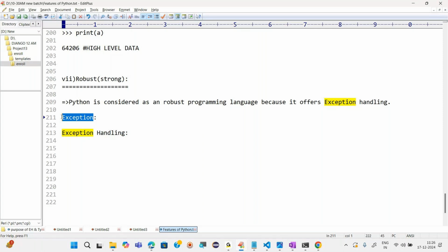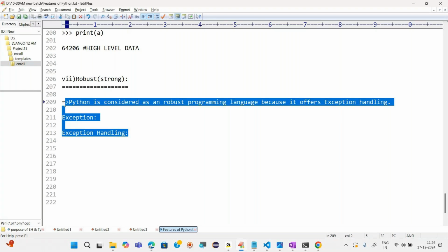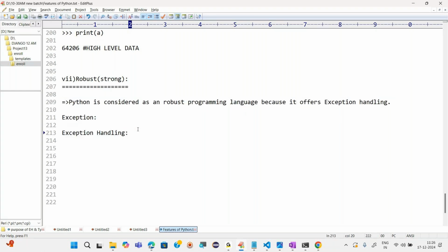So we have this exception handling concept separately. Later on we will see all this concept as well, but for now, to make you understand what is robustness, why Python is a strong language, I have told you this. So tomorrow I will explain this exception handling with the theory part, and we'll move to the next part.